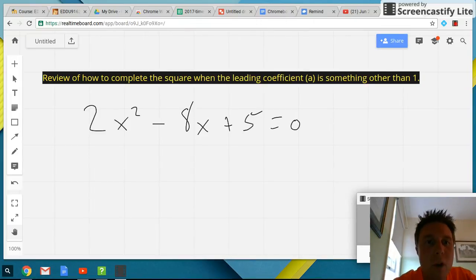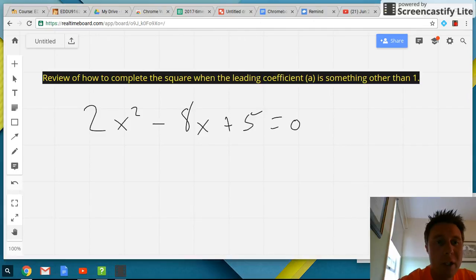This is a review on how to complete the square. Of course, we've been looking at this concept, but this time it's a little bit trickier when the leading coefficient is something other than 1. So in this case, the a value is 2. We've got 2x squared minus 8x plus 5.